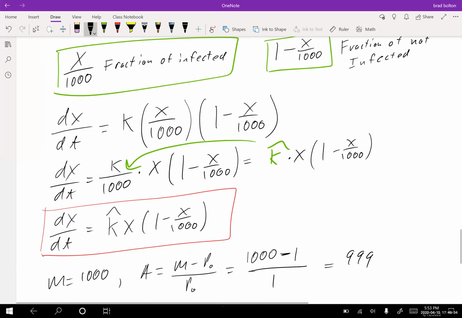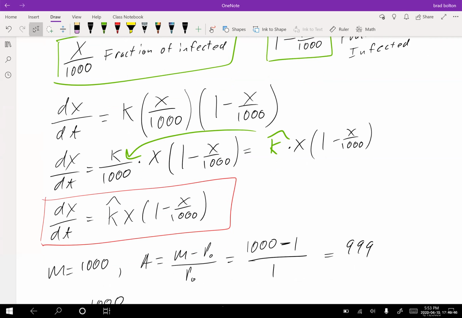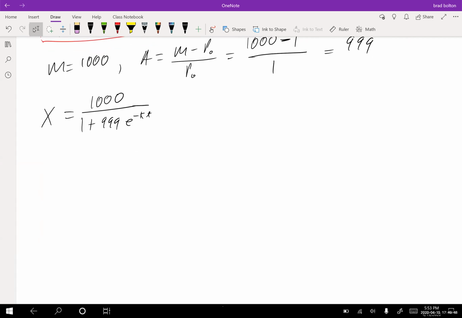Now we can use this condition that they talked about right here, 50 students are infected after 3 days. That's not an initial condition, not the first P naught, but it is a condition that was given to us to help us with the problem. So we can now say that 50 will be infected after 3 days, e to the negative 3k, right?